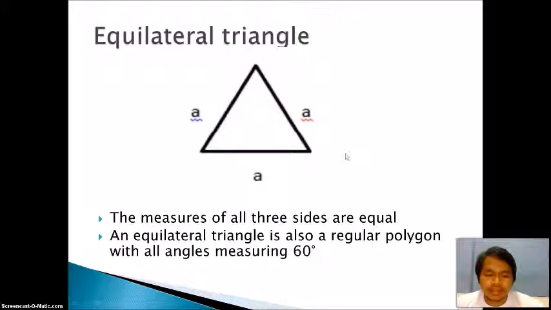An equilateral triangle is a triangle in which the measures of all three sides are equal, meaning that this and this are of the same length. An equilateral triangle is also a regular polygon in which all the angles are 60 degrees. Here and here, they are of the same angle, which is 60 degrees.